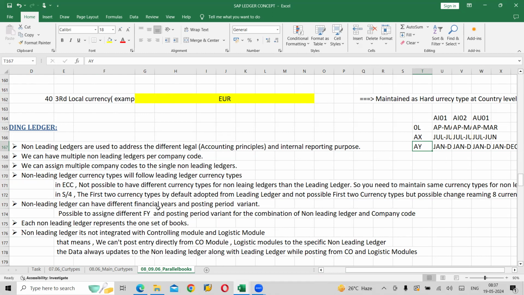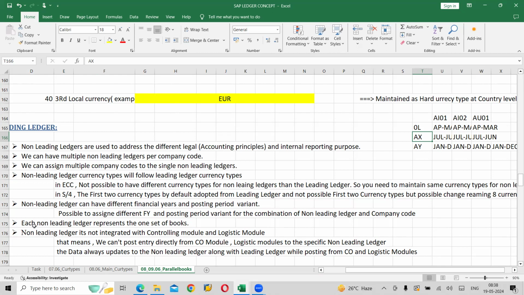Next one: it is possible to assign a different fiscal year and posting period variant for the combination of non-leading ledger and company code. You can see here AI01, July to June and a different posting period. But actually for the 0L ledger, it's April to March. So different fiscal years and different posting periods we can assign for non-leading ledgers. That is possible. Clear?